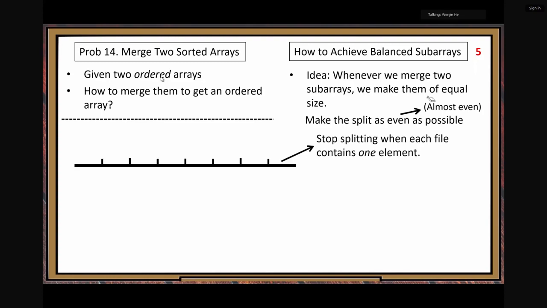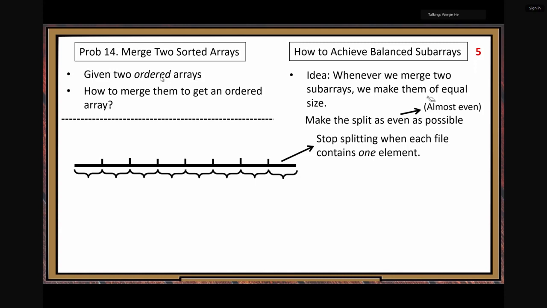And you need to stop somewhere, right? At some point, you cannot split anymore, because each subarray has only one element. How can you split one element? So at the last step, each subarray contains one element. Then you have to stop.